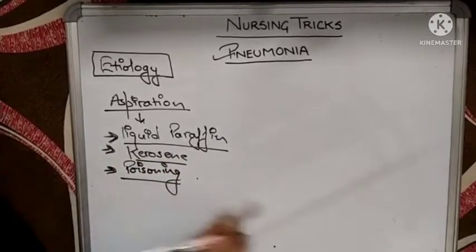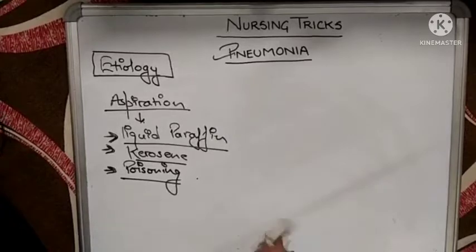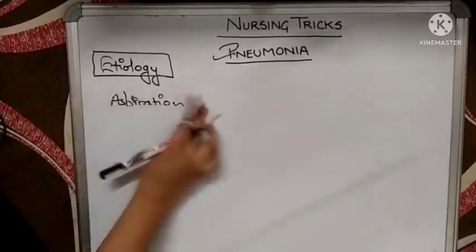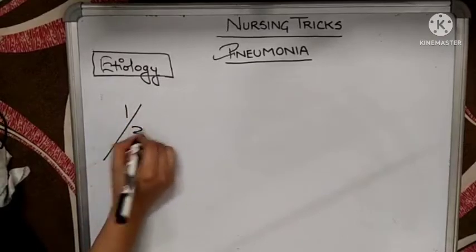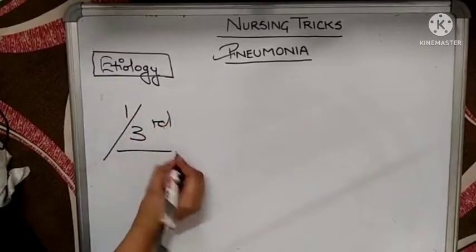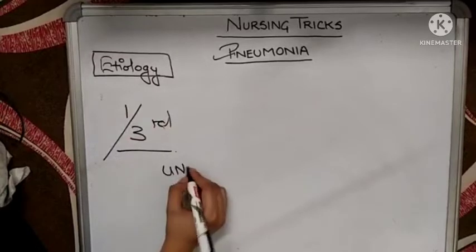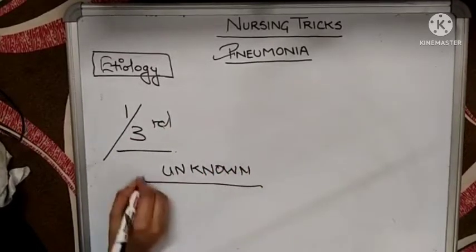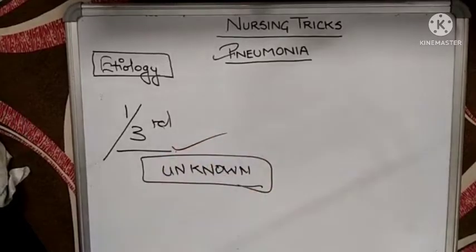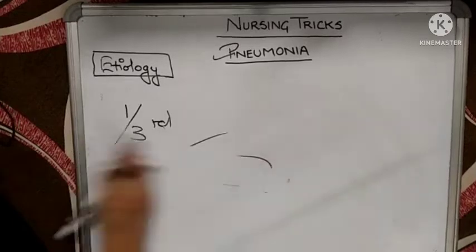And the last thing in etiology, just to write that: in about one third of the cases the etiology is unknown. In about one third of the cases of pneumonia the etiology is unknown. Okay, so this was all about the etiology.